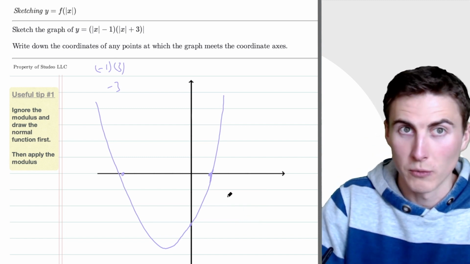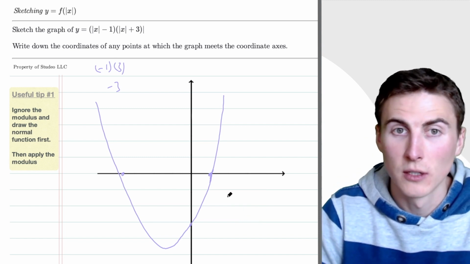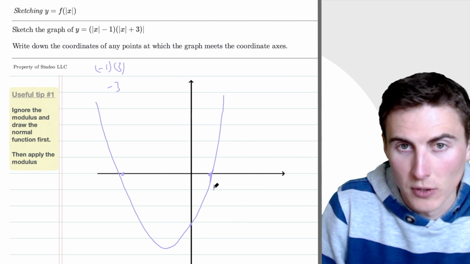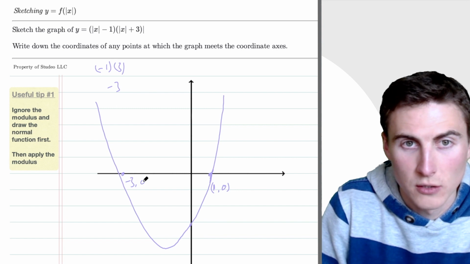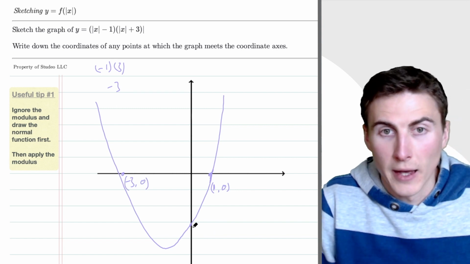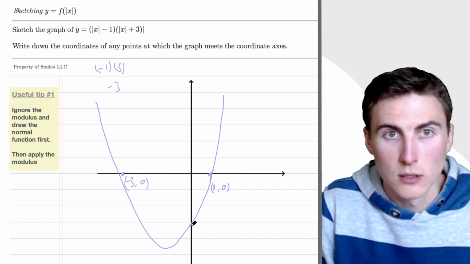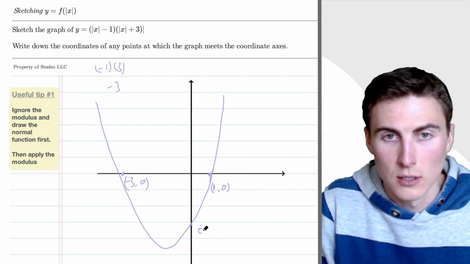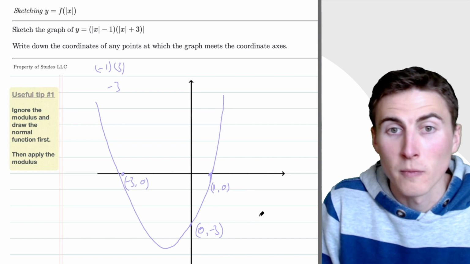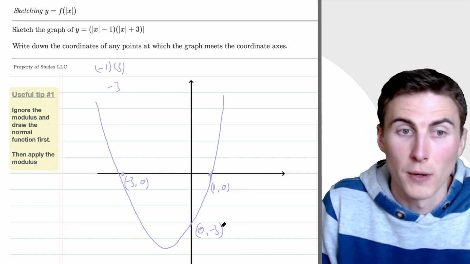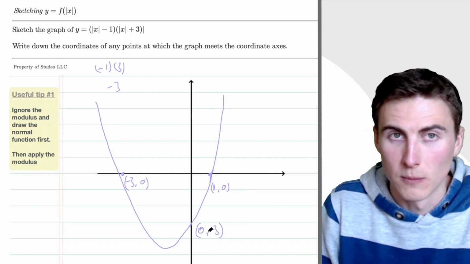Now we've drawn the normal thing. We've drawn x minus 1, x plus 3. And we should have labeled these 1, 0 and minus 3, 0. And this one here we said was 0, minus 3. I should have really labeled those things before. But now we need to take into account the modulus sign.